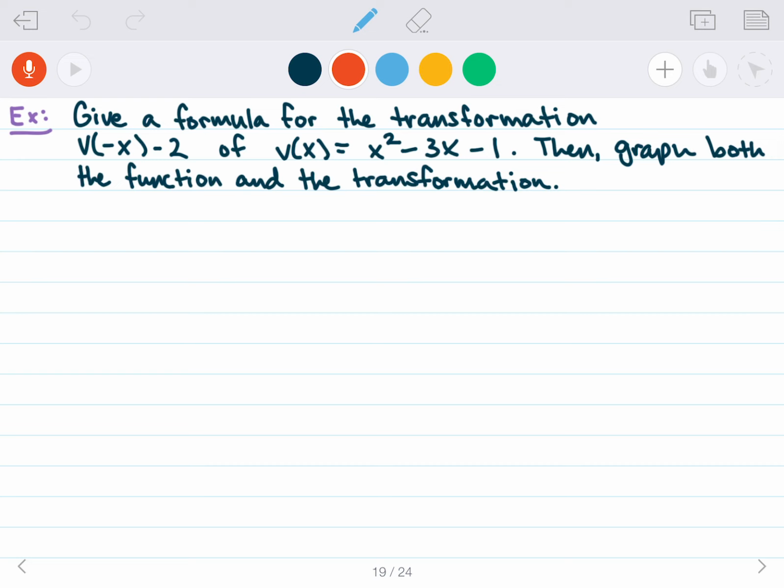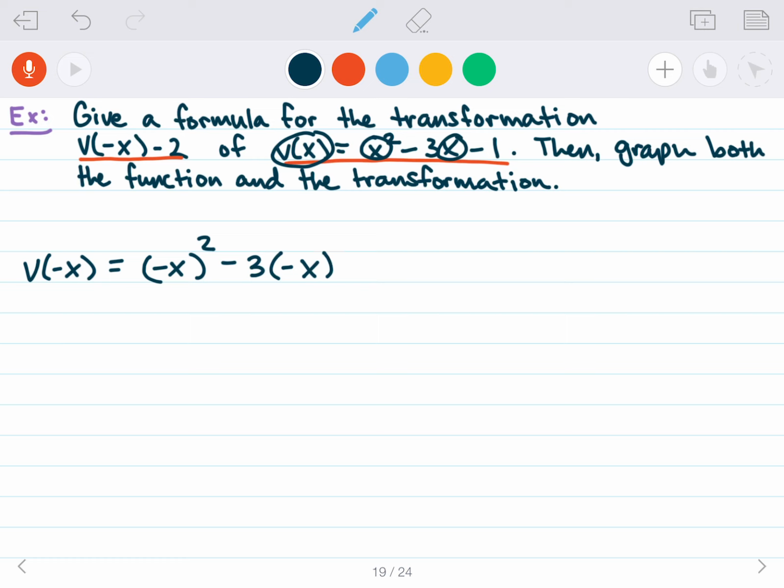Okay, so it says give a formula for the transformation v of -x minus 2 if v of x is equal to x squared minus 3x minus 1. And it says then graph both the function and the transformation. So first of all, v of -x. Well, we're just plugging in -x anywhere we see an x in v. So v of -x is going to be (-x) squared minus 3 times (-x) minus 1. And then minus 2 I can just simply add at the end of this.